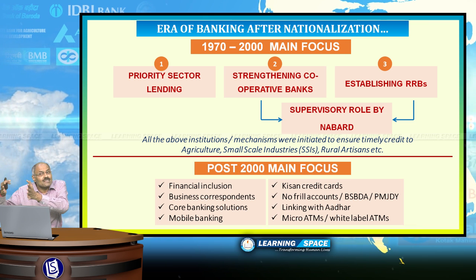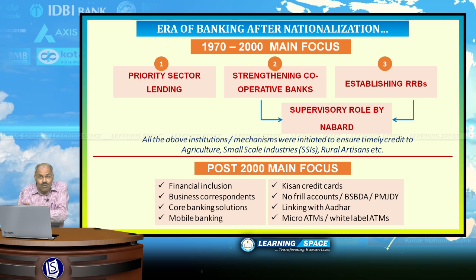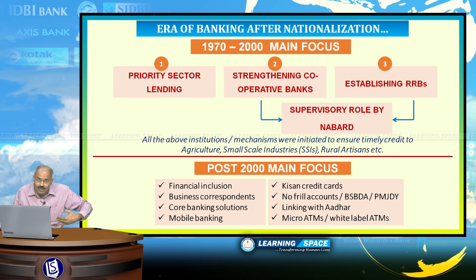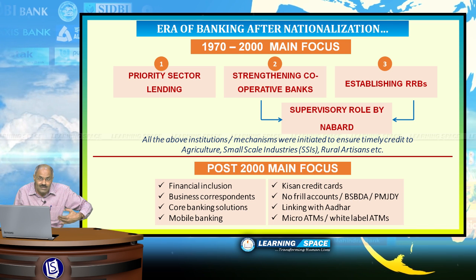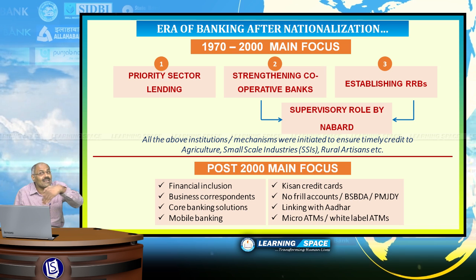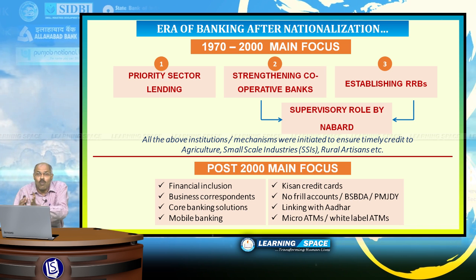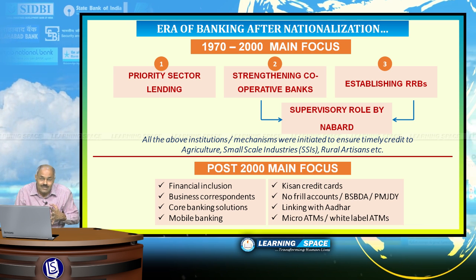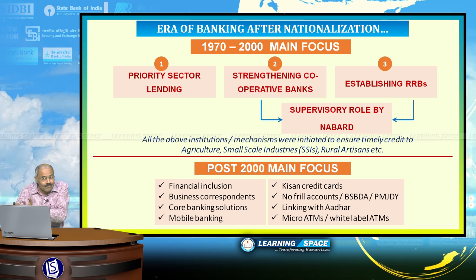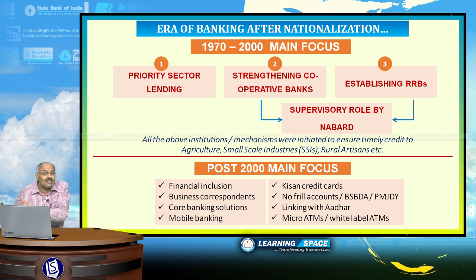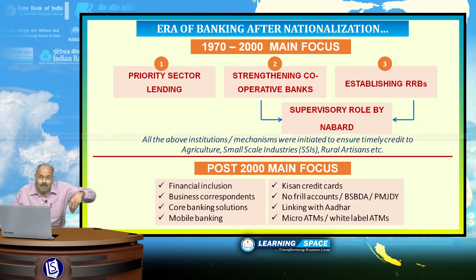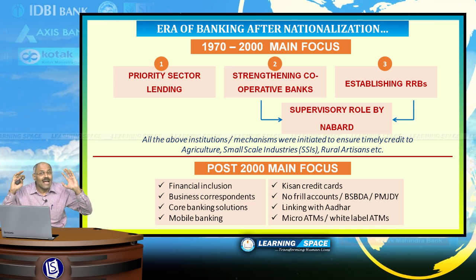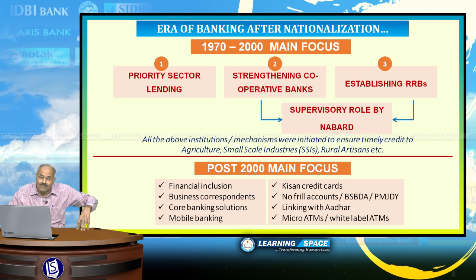If you look at the focus of the banking system after 2000, it hinged on digitalization, because with the advent of information technology and technology-related expansion in the banking sector, the focus changed from 2000. This is post 2000. The main focus is financial inclusion, no-frill accounts, subsequently called BSBDA, and now called Pradhan Mantri Jan Dhan Yojana. In the early 2000s a business correspondent model was brought in, and core banking solutions to integrate the activities of the banking system. That is the main purpose of core banking solutions.